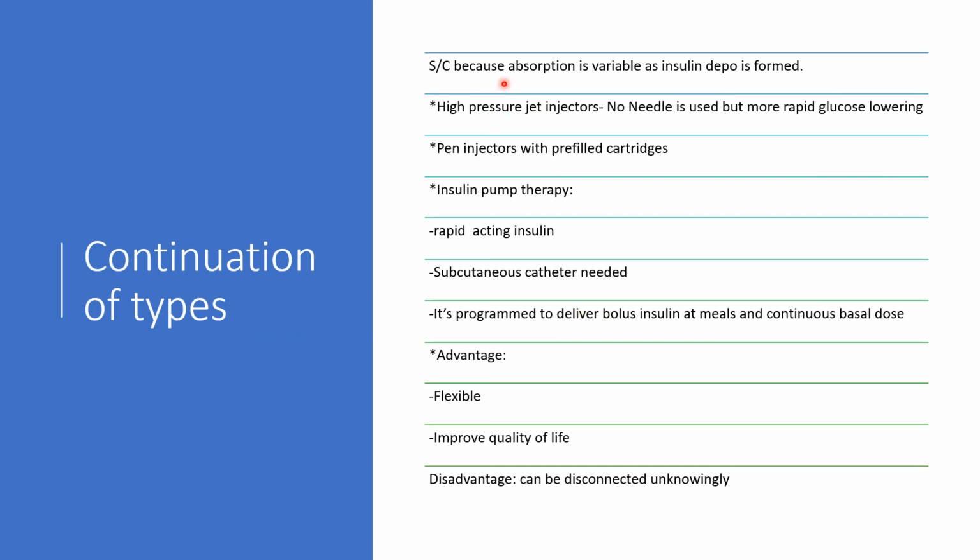Subcutaneous insulin is the route of choice because absorption is variable as an insulin depot is formed. The high pressure jet injectors would not use a needle, but give more rapid glucose lowering. Pen injectors with prefilled cartridges are available. Insulin pump therapy is available. In that case, you can use rapid acting insulin. A subcutaneous catheter will be needed.